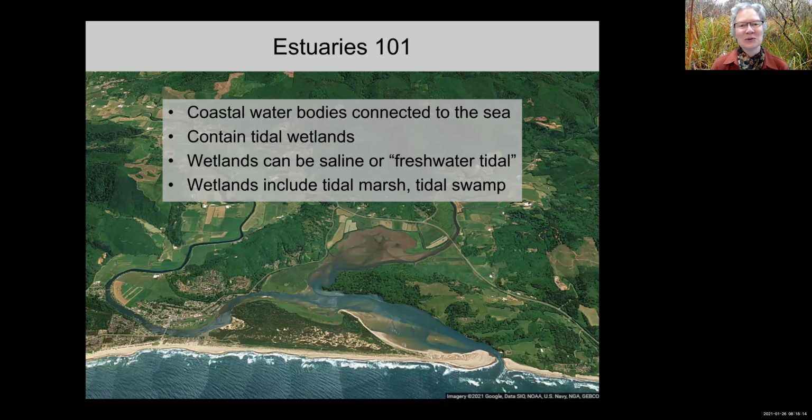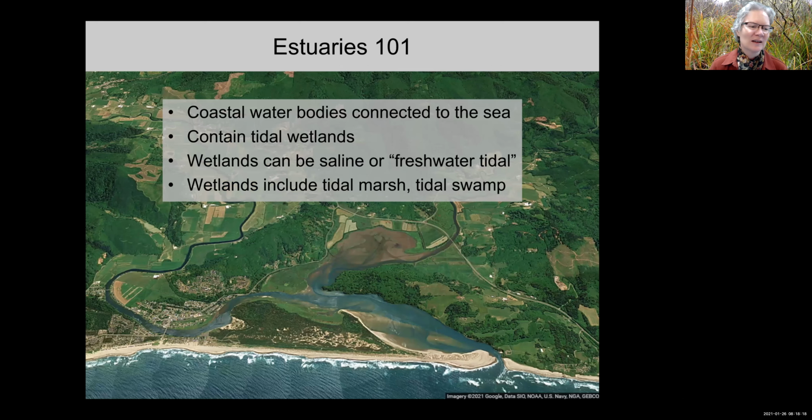Estuaries are coastal water bodies connected to the sea, and they contain tidal wetlands. And tidal wetlands can be saline, salty, brackish, or fresh. And they include a number of different types of wetlands, but two of the types that are most important to restorationists are tidal marsh and tidal swamp.